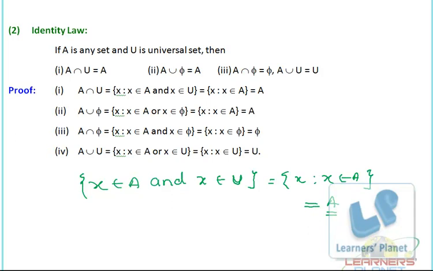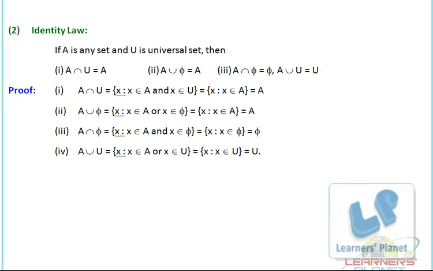Just a quick recap. A intersection U means what? A intersection U means X belongs to A and simultaneously X belongs to U also. So X belongs to A, that is for sure. And if X belongs to A, that means this is set A. So that's pretty simple. Similarly, we can take the second one.